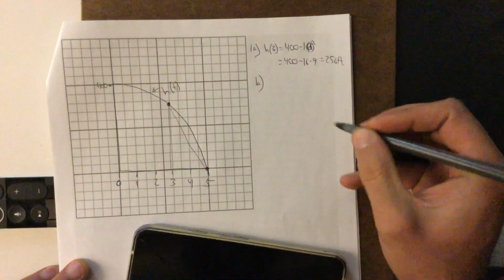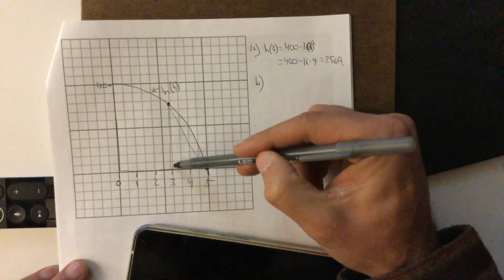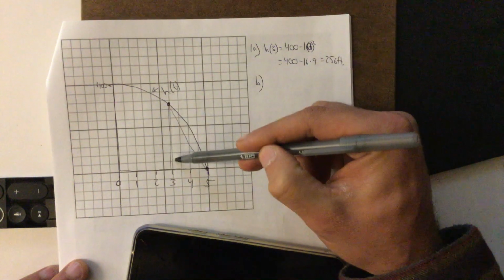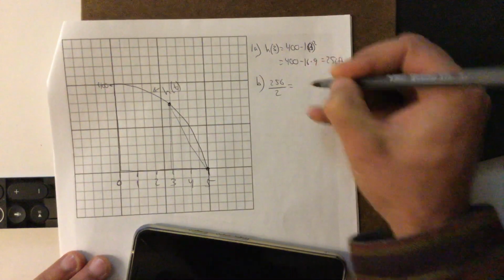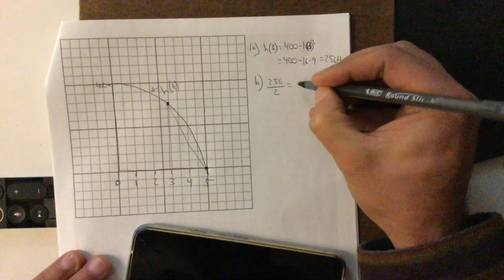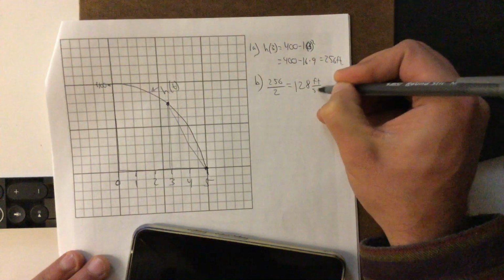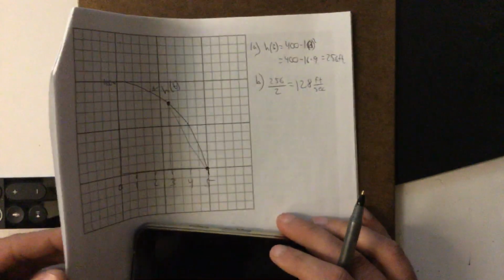1b says what's the average rate of change for that? Well, we know if it falls 256 feet and it takes 2 seconds, we can do 256 divided by 2. And that right there is equal to 128 feet per second is our average speed for this case.